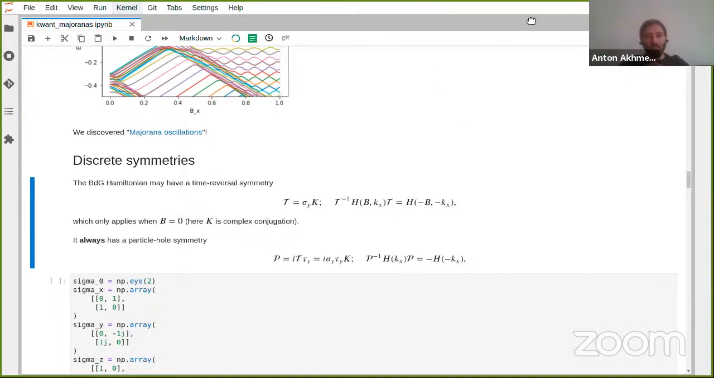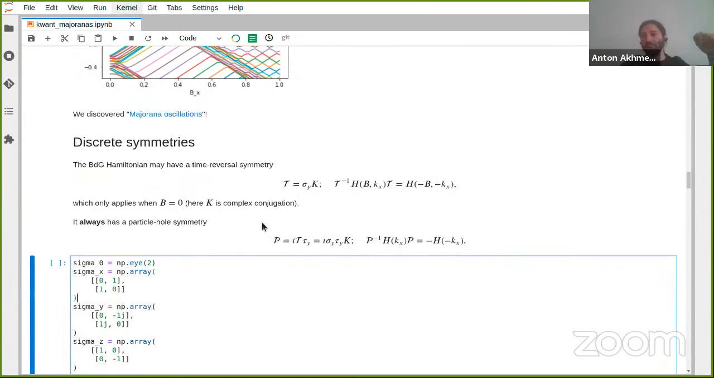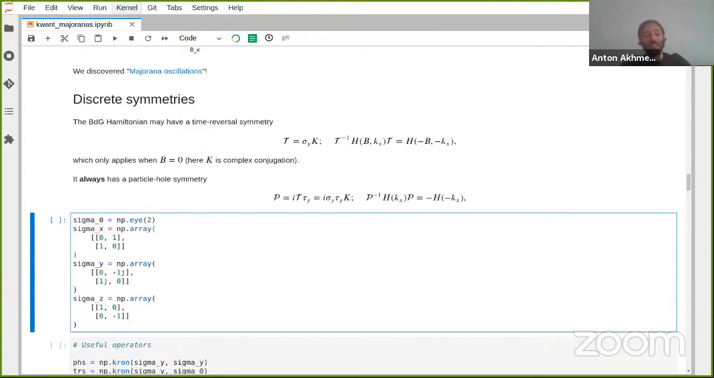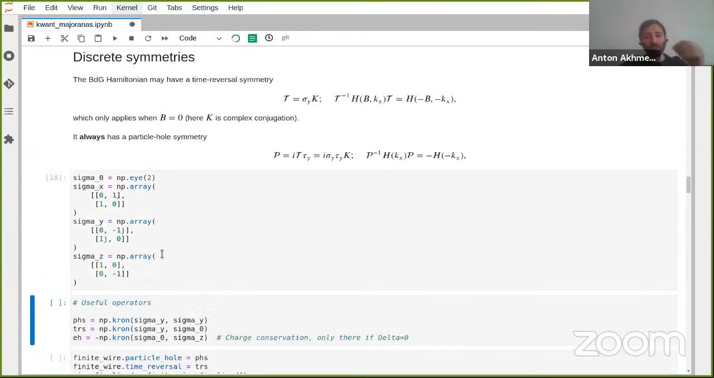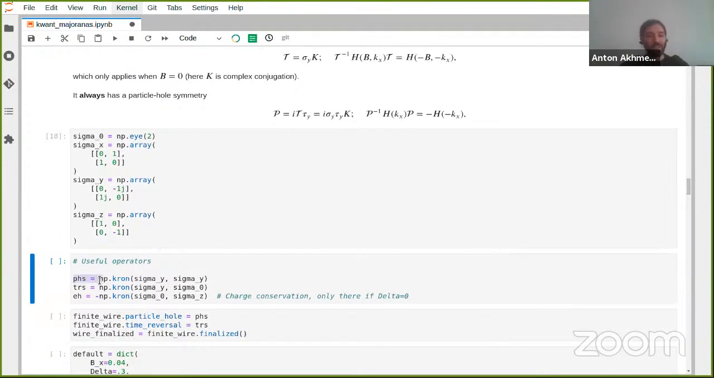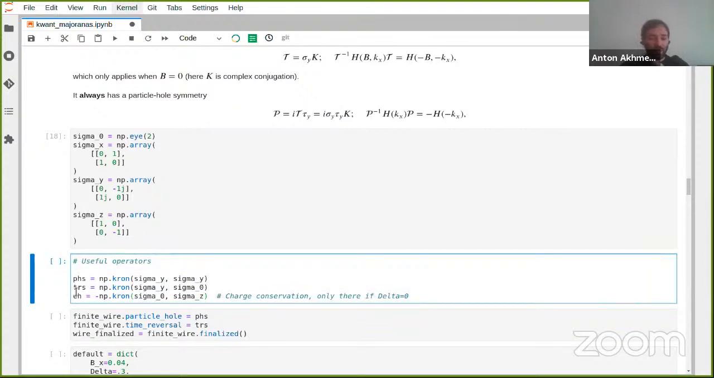Yes. All right, so let's confirm that we've done everything correctly. Spoiler alert, we did. And let's verify that our Hamiltonian does have all the symmetries. So here we're going to define Pauli matrices. These should be familiar. We're going to define the operators corresponding to particle-hole symmetry, time reversal symmetry, and electron-hole symmetry. This is not electron-hole symmetry. This is the expectation value of a particle charge. This operator has a value of -1 for electrons and +1 for holes. And we are going to use it to sort the eigenstates by eigenvalues of this operator to compute the conductance.